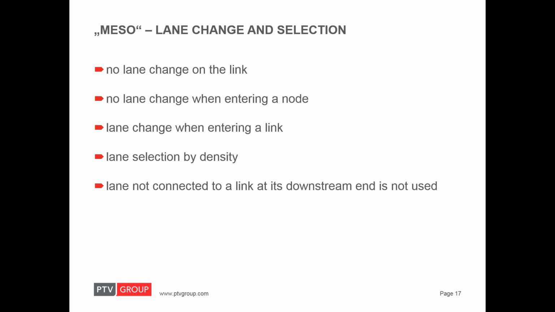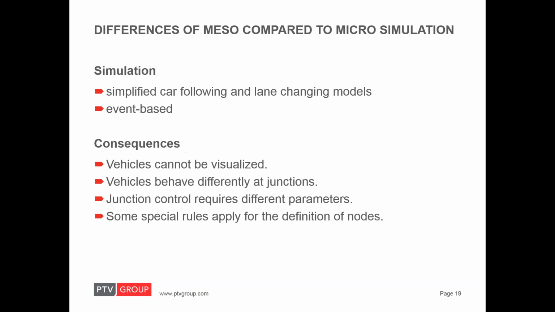So one consequence of this lane selection model is that lanes which do not have a connector to another link downstream are not used at all. So far, we have seen that the mesoscopic simulation makes use of a simplified car following model, and also lane selection works based on some simpler rules.